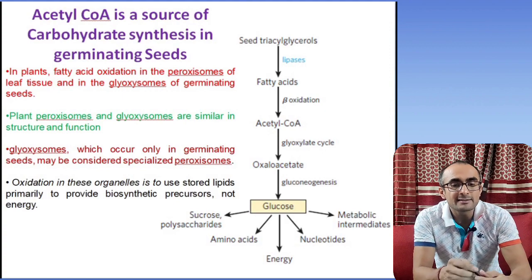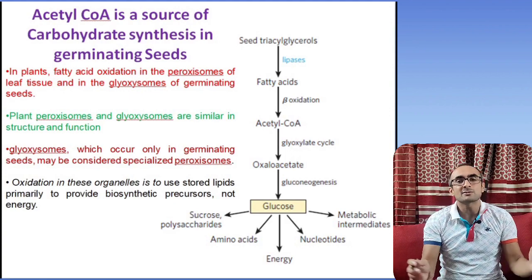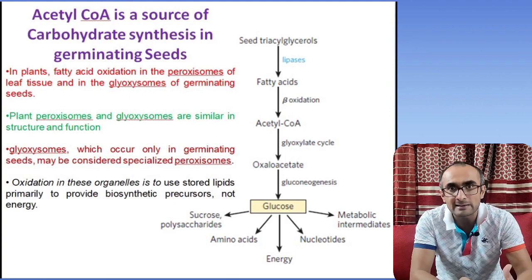Acetyl coenzyme A is a source of carbohydrate synthesis in germinating seeds. In germinating seeds, the major source of energy is stored lipids.